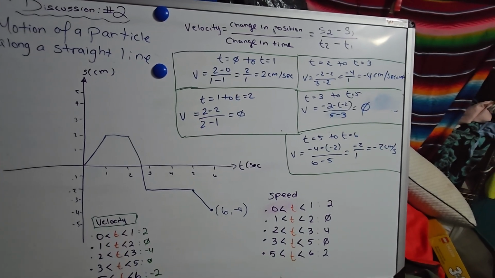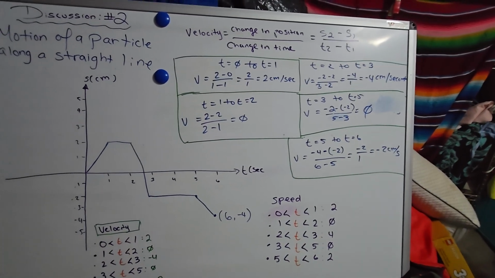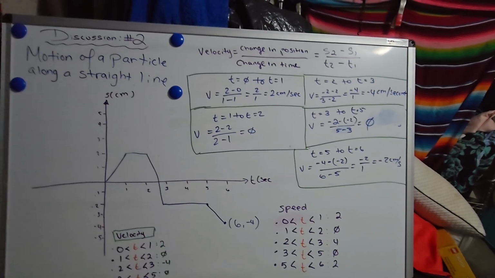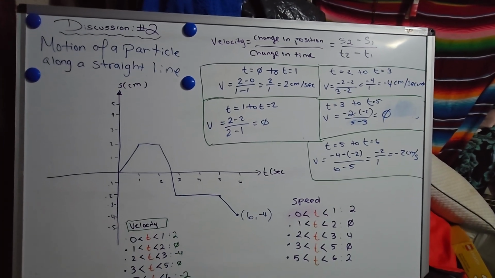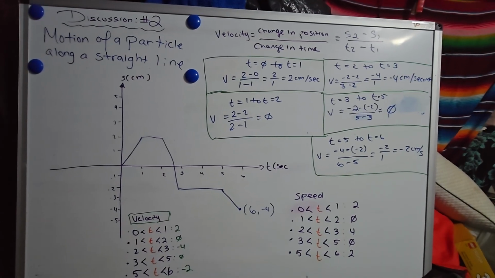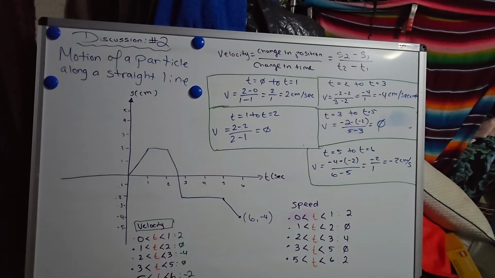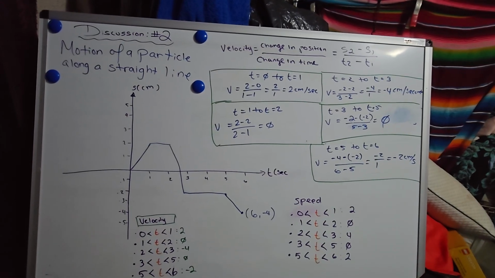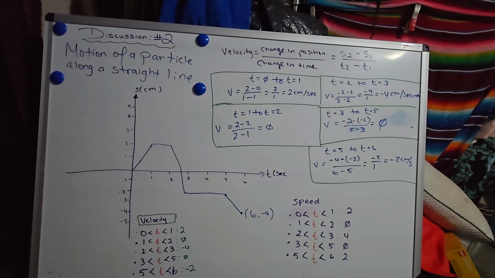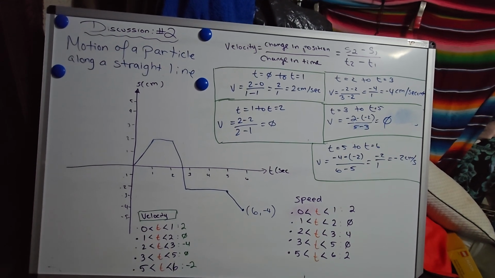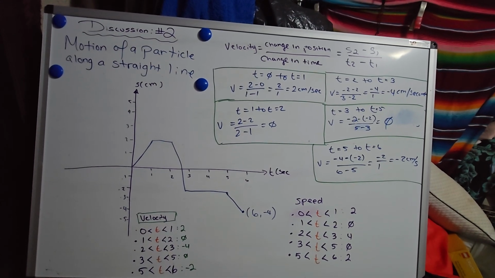From T5 to T6, from 5 to 6 seconds, the position decreases by 2 centimeters in 1 second. So the velocity is -2 centimeters per second. So to find the velocity, I calculate the slope of each straight section of the position graph. I use the change in position and divide it by change in time. So from 0 to 1 second, the velocity is positive 2 centimeters per second.